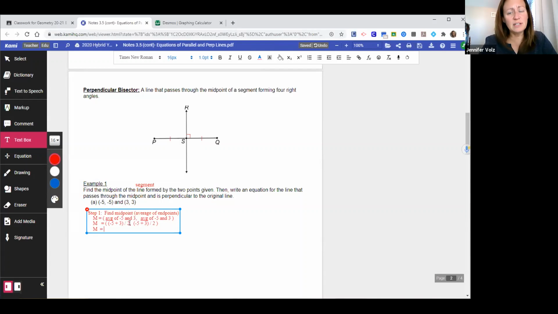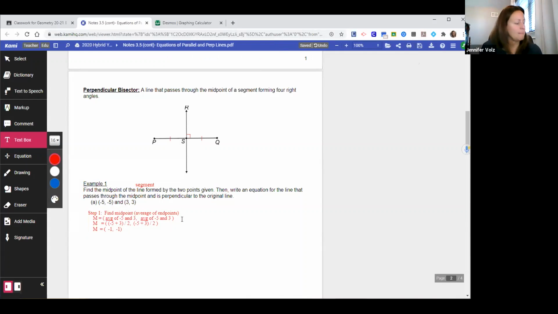-5 plus 3 is -2. -2 divided by 2 is -1. So the midpoint, both coordinates are -1. Now that we know the midpoint, we have the point that our line is supposed to pass through, and it's supposed to be perpendicular to the original line.